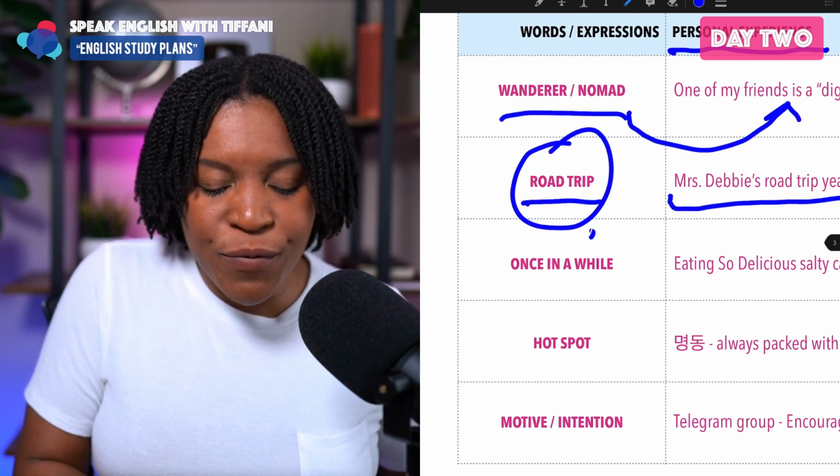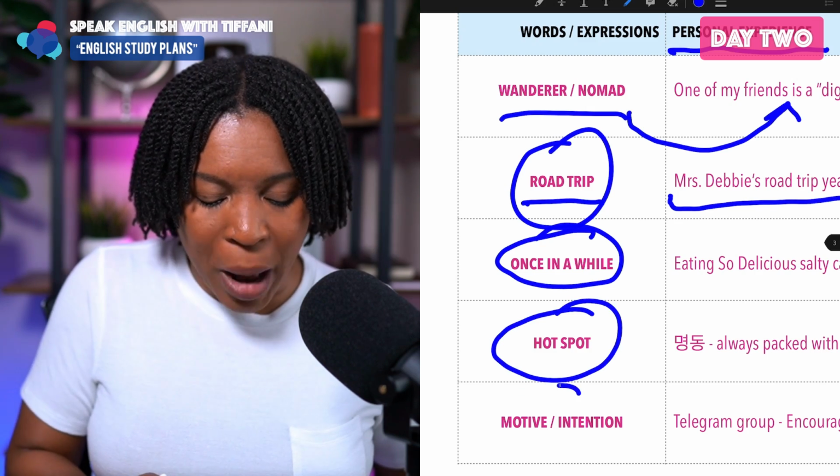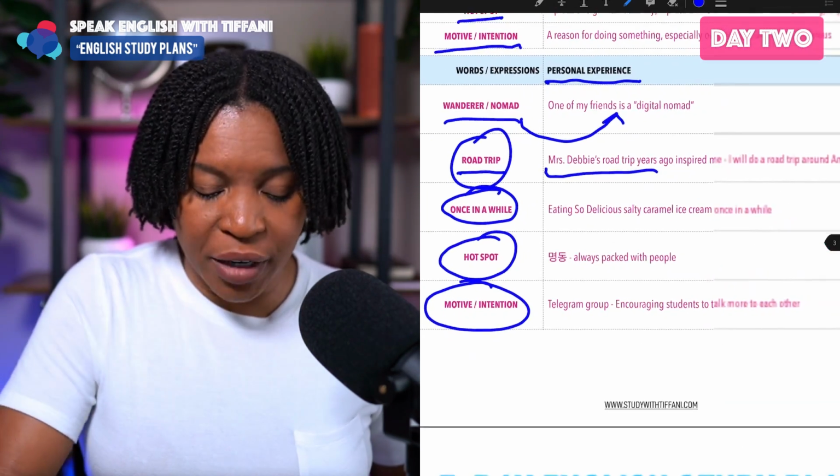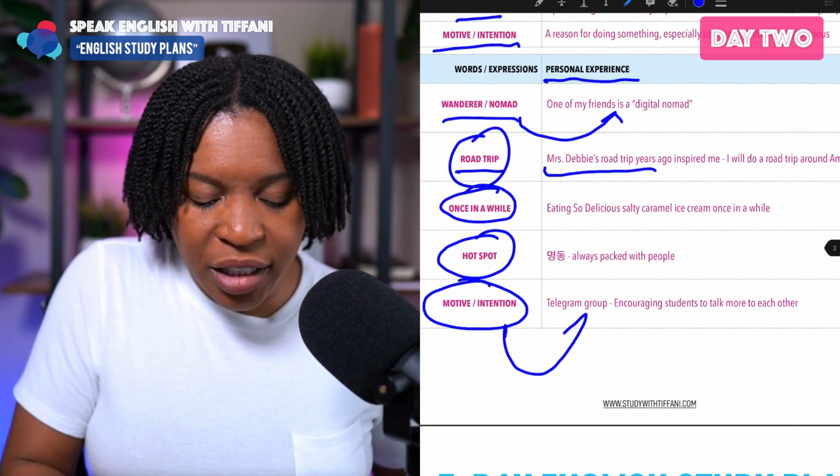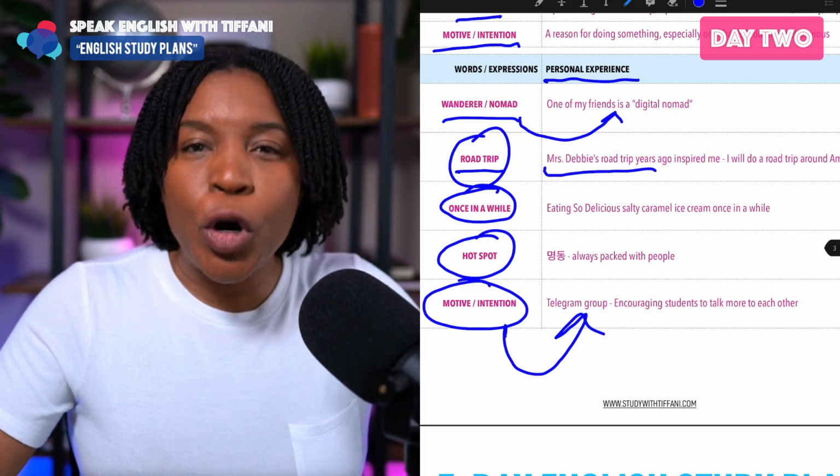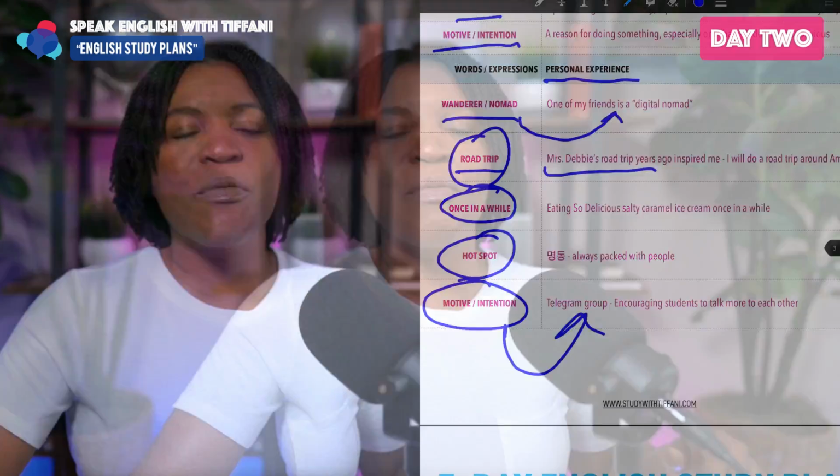Now, I did the same for once in a while, hotspot, and motive or intention. For motive or intention, I said the Telegram group.